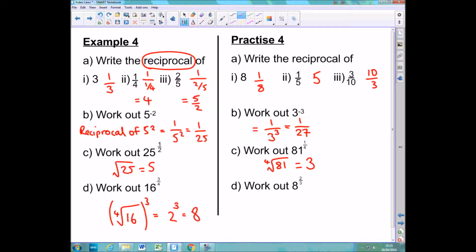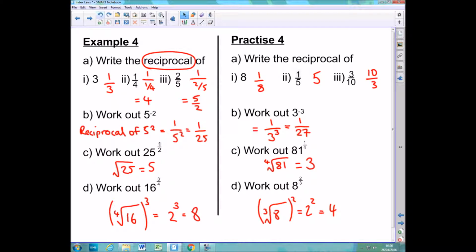And lastly, I'm asked to work out 8 to the power of 2/3. So here the denominator is 3, so I've got to do the 3rd root of 8. And after I've done that, I'm going to power it up to the power of 2. So the 3rd root of 8 is 2. So I've got to do 2 squared, which equals 4. So my answer there is 4.